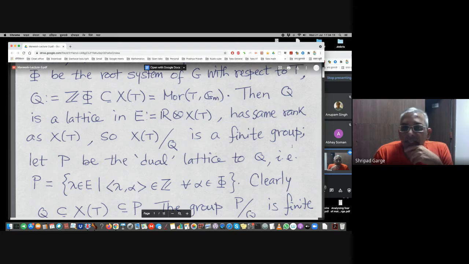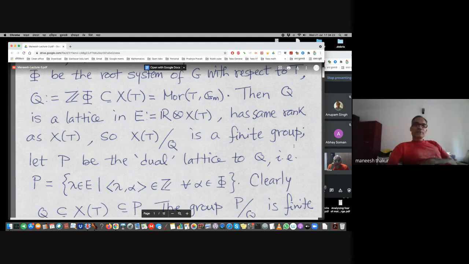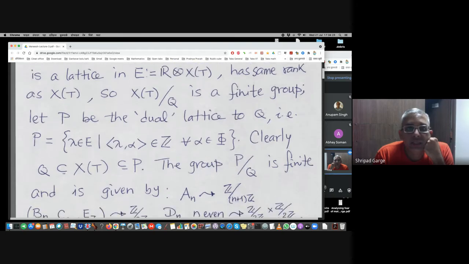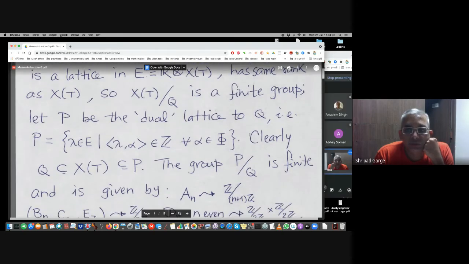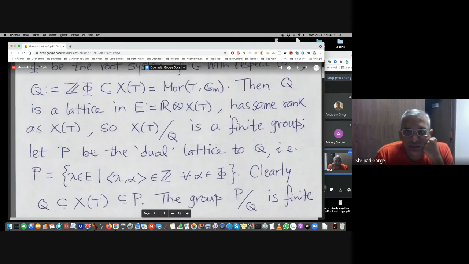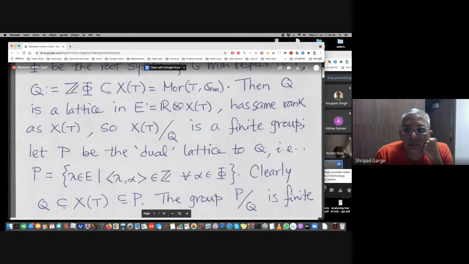So where is the weight lattice, Manish? That will be bigger than X(T), or it will be... Yeah, that is bigger than X(T). Okay. So is this the one? Yeah. Let capital P be the dual lattice to Q. So what happens is that there is already some inner product on X(T). How do we get the dual lattice with respect to some inner product? Do we have an inner product on E?